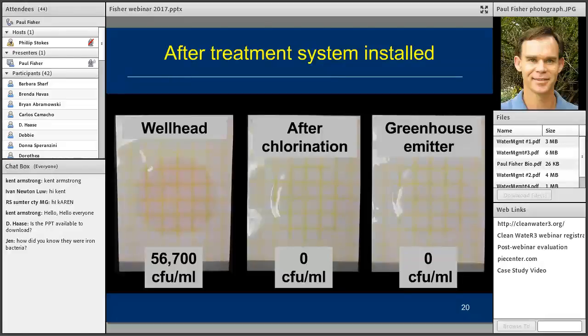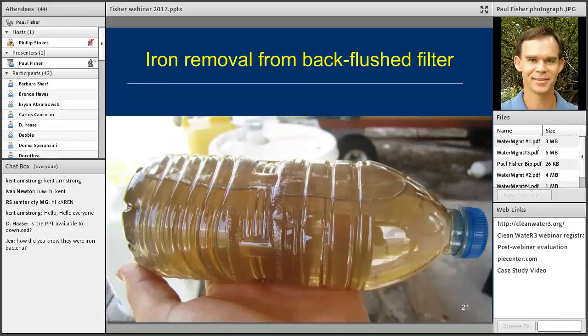Now there's a question in the chat box here of how do we know that they were iron bacteria? Well, one of the things was that we looked at the water, and this is the backflush water from the filter, and it has that red appearance of iron. If we took that solution and added acid to it to make it dissolved and we measured iron, we knew that iron levels were very high in this material. So we knew that iron was a problem.